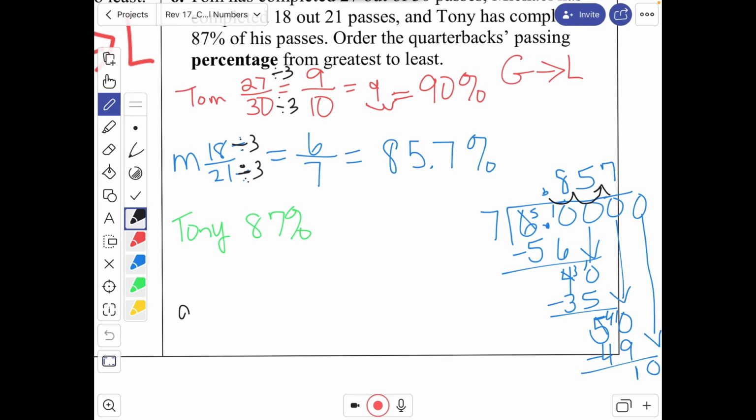The greatest is going to be the 90%. The next greatest is 87%. And then finally we have 85.7%. And you can finish the rest by yourself.